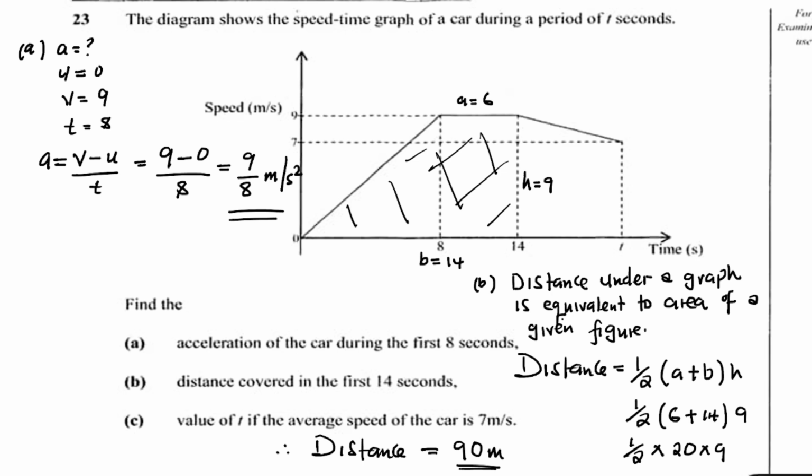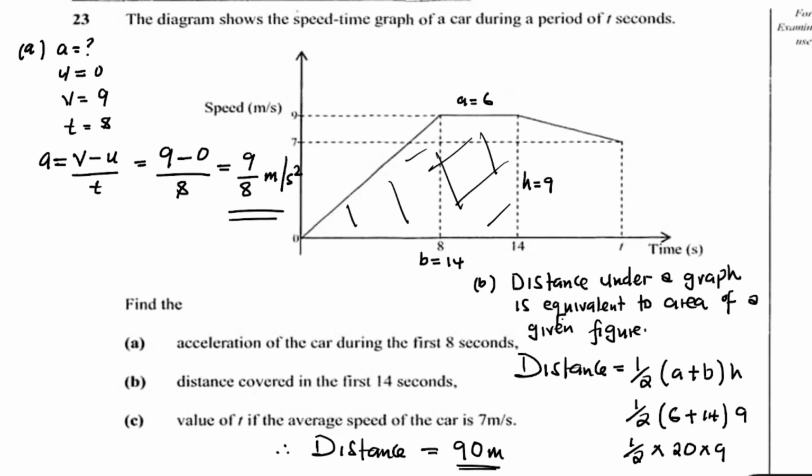We look at the last part, which is C. The question says, find the value of t if the average speed of the car is 7 meters per second. Now, we are told here that the average speed is 7 meters per second. Now, for us to find the average speed, we'll say it is total distance covered over the time taken.